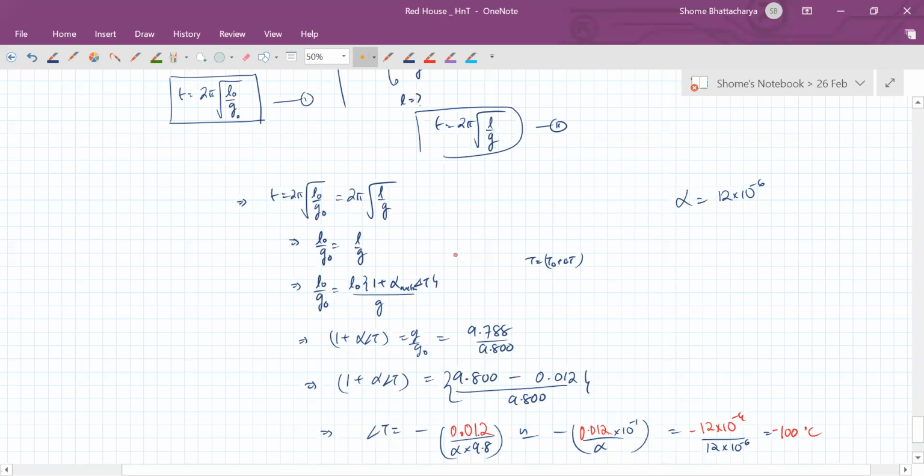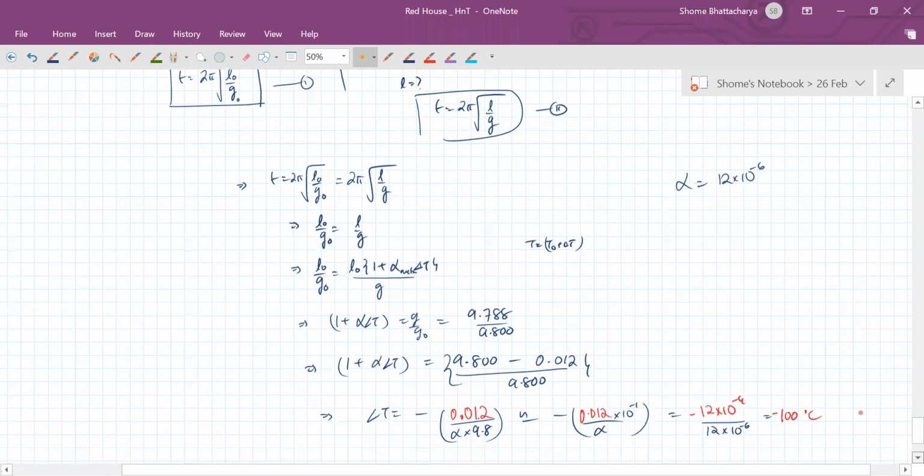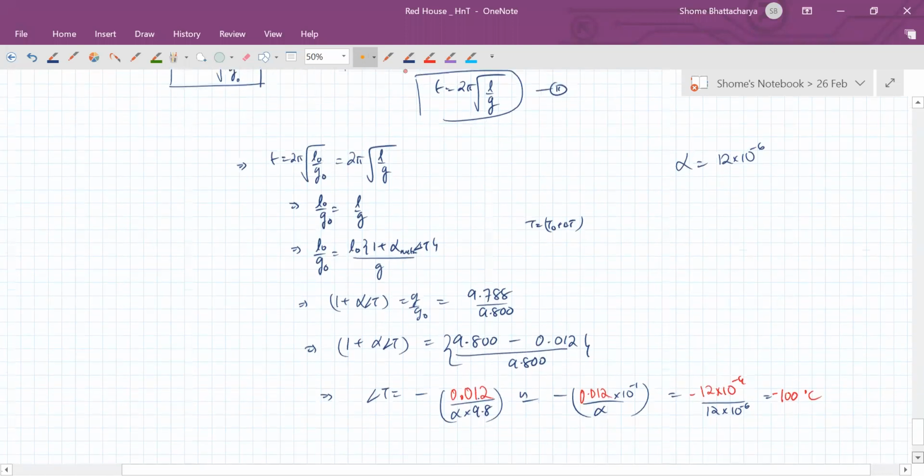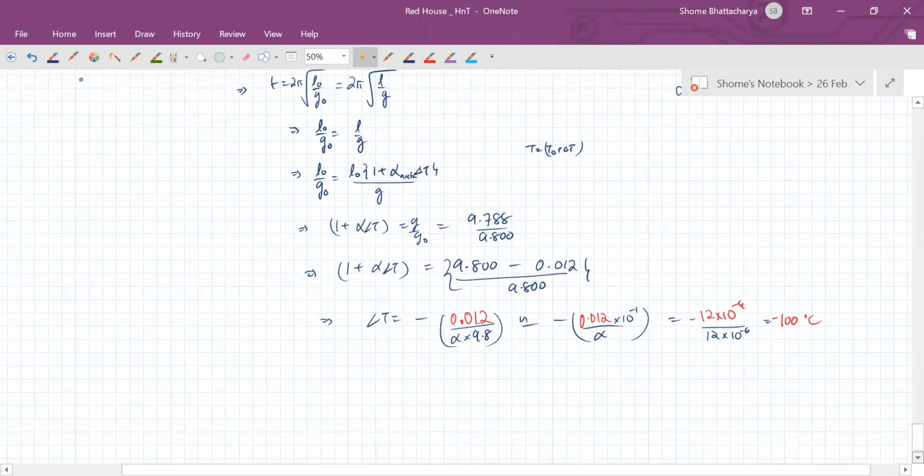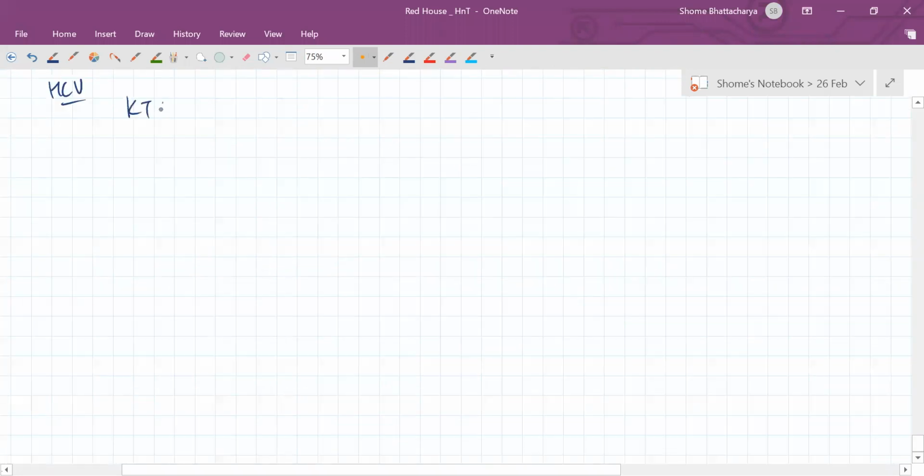Okay, now let's come to some of the doubts from H.C. Verma's kinetic theory of gases chapter. So kinetic theory of gases, we're going to do question 34 first. Just go through that question, all of you.